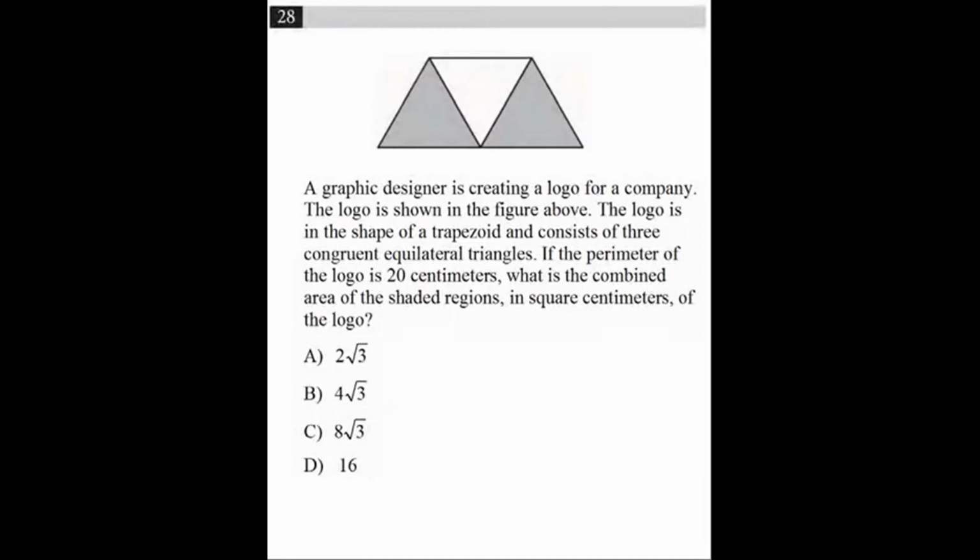Okay, so for question 28, we're given that the perimeter is 20 centimeters. So the entire perimeter of this is 20 centimeters. And we see that these are all triangles of the same side length. So this side length are all the same, which means we have 1, 2, 3, 4, 5. So we have 5x equals 20 because all these side lengths are the exact same. So 5x equals 20, x equals 20 divided by 5, which is 4. So each of these side lengths is going to be 4.